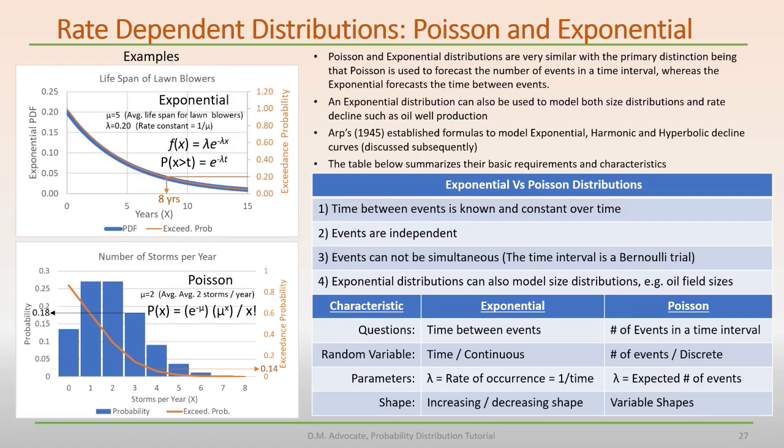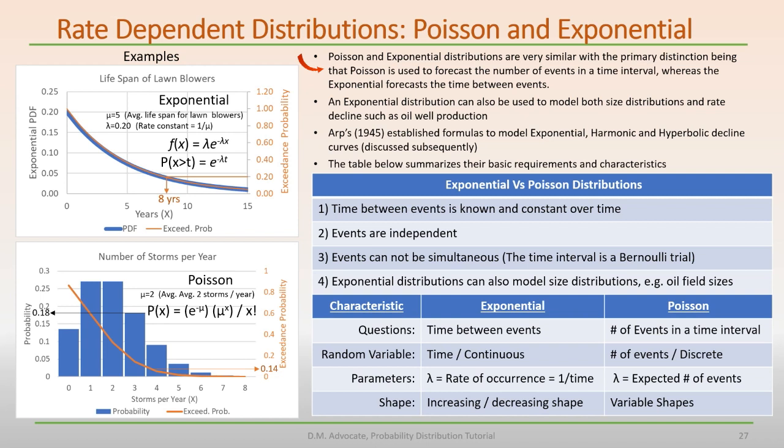In this video, we'll discuss the distinction between two important rate-dependent distributions, namely the Poisson and the exponential distributions. We'll start with this PowerPoint slide and then move on to an Excel live demonstration.